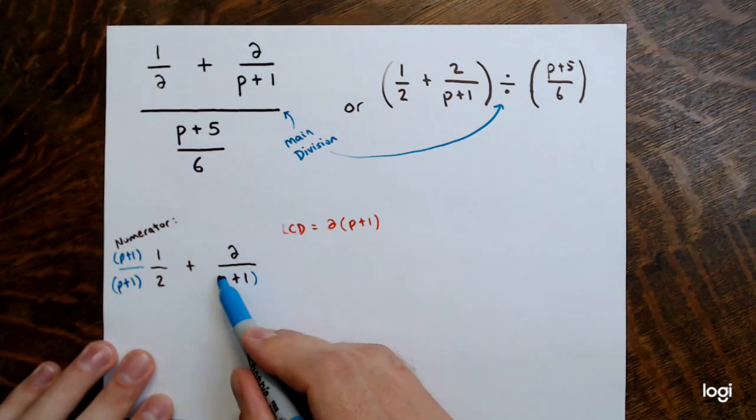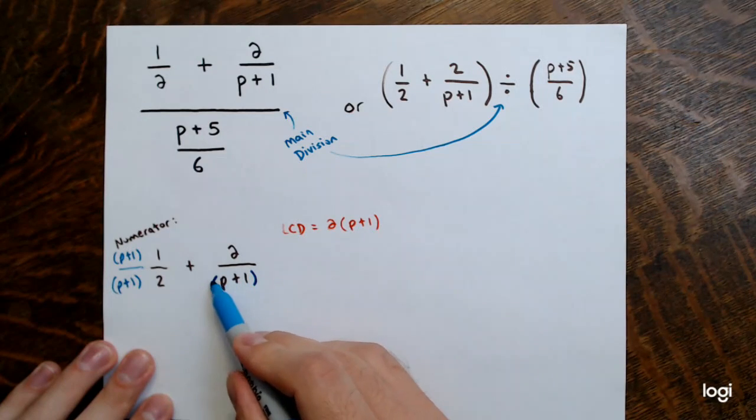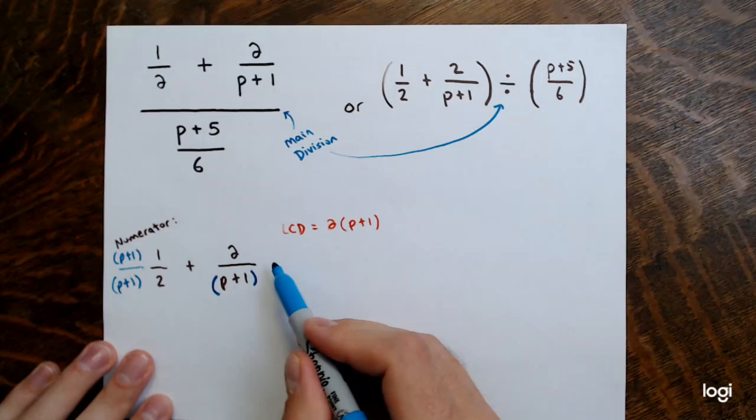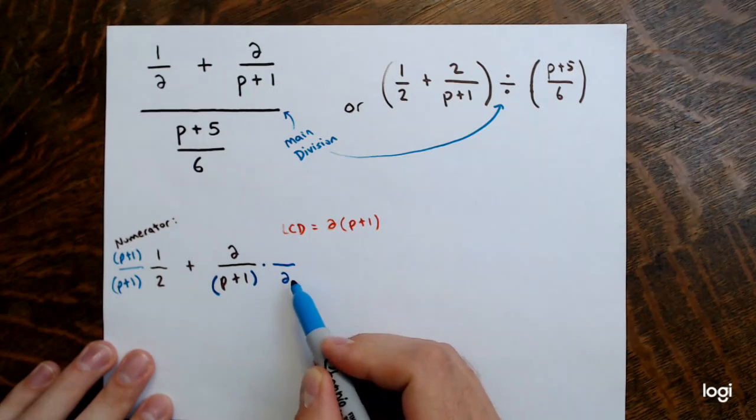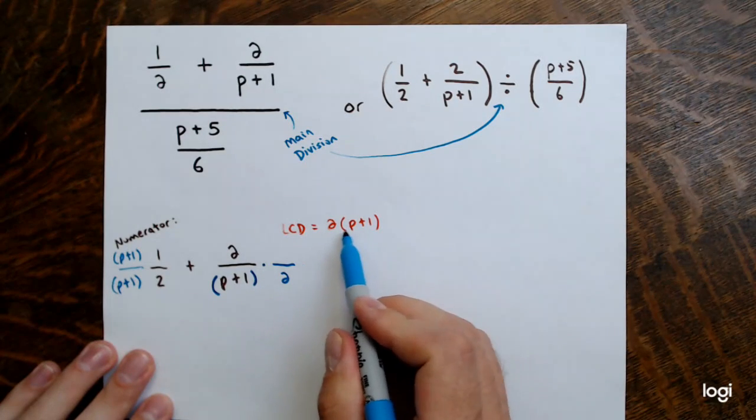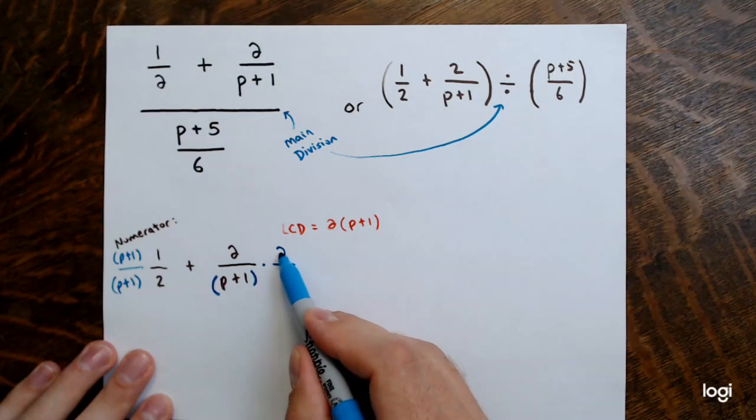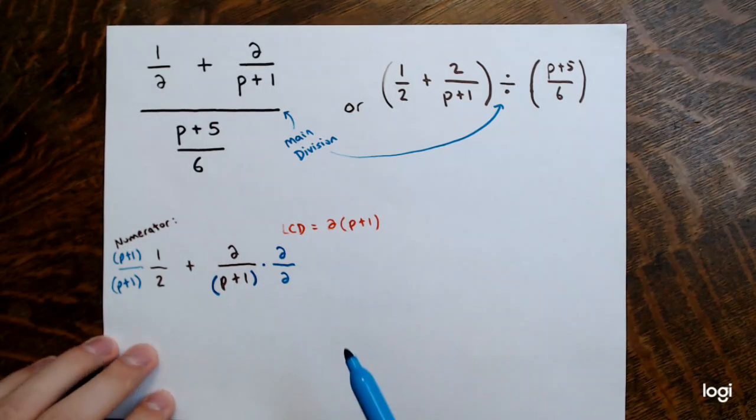And then this fraction, the denominator has just the one factor of p plus 1. It's got multiple terms, so I'll put it in parentheses. I'm taking all this, and I'll multiply it by 2, to get those same two factors as the LCD. And do the same for the numerator, again, so it's like I'm multiplying by 1.